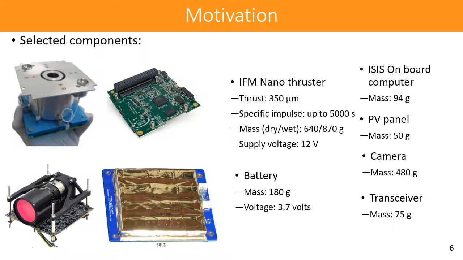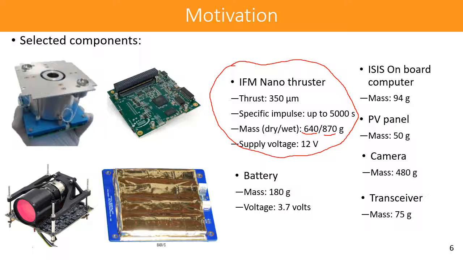So I researched several CubeSat components. Again, to meet the motivation objective, the CubeSat needs to be able to change direction, so I included a thruster. I selected this one because it meets the dimension requirements, and it has a relatively low mass of 640 grams empty and 870 grams with the propellant. It also requires a supply voltage of 12 volts.